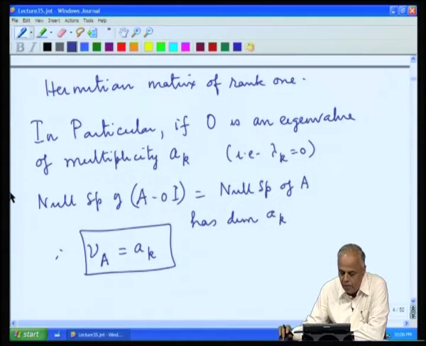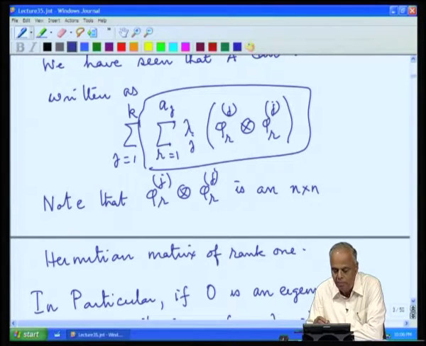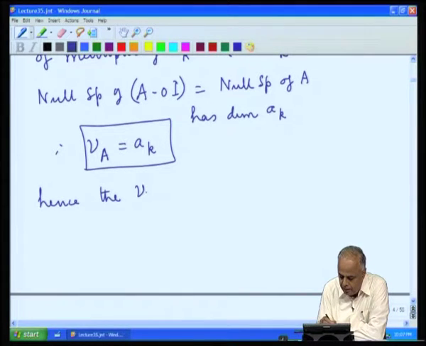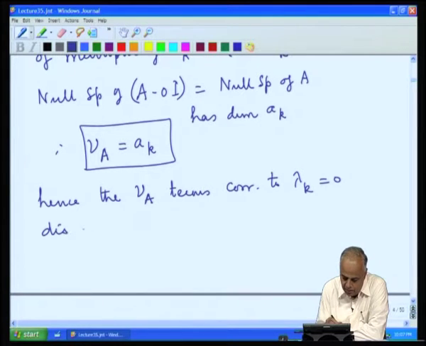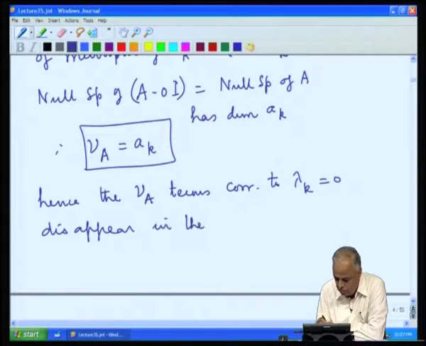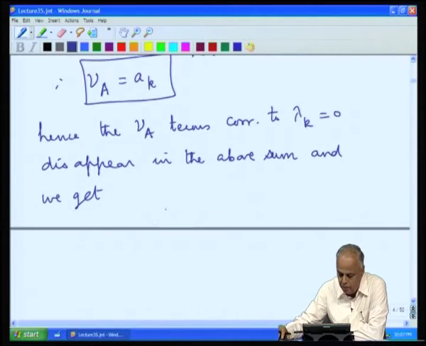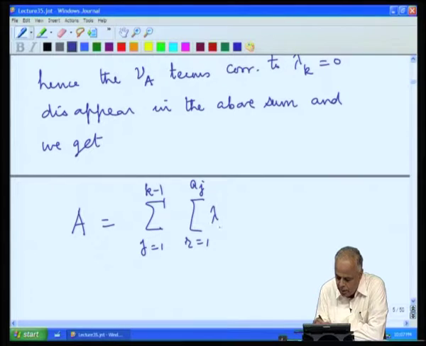of this eigenvalue. Therefore, if you look at this sum, corresponding to the term lambda k, we will be multiplying by lambda k every one of these a k terms, but lambda k being 0, these terms will disappear, and hence the nu A terms corresponding to lambda k equal to 0 disappear in the above sum, and we get A equal to summation j equal to 1 to k minus 1, summation r equal to 1 to a j, lambda j phi j r tensored with phi j r.